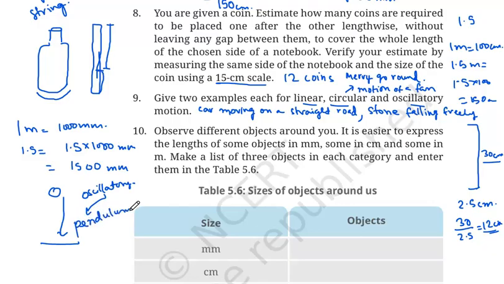You know the pendulum of a clock? How does it go, ding dong, right? So the pendulum of a clock, and another one can be the motion of a swing. Both of these I have discussed in the lecture. So these are two examples of oscillatory motion, right? Number 9 done. Number 10, observe different objects around you. It is easier to express the length of some objects in millimeters, some in centimeters, and some in meters. Now you have to make a list of 3 objects in each category and enter them in table 5.6.